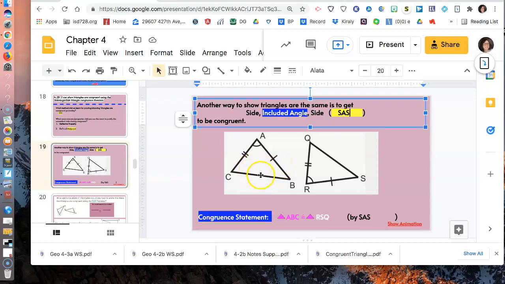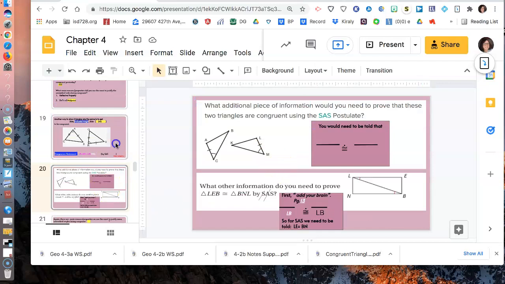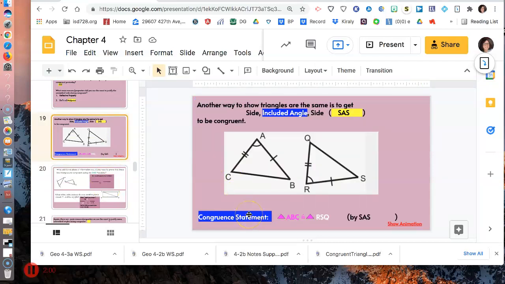If my other side was over here and I didn't lift my pencil, I'd say side, side, angle. I have to say side, angle, side when I don't lift my pencil. So when I write a congruent statement, I would say triangle ABC, and I could have done that in any order. But once I pick my first order, it locks in the second order.